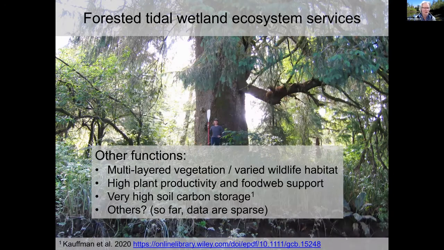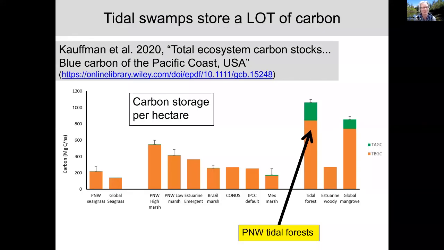You lose carbon storage too, and I actually want to show some pictures from that recent study that Boone Kaufman and our team have published. So this graph shows carbon storage per hectare in soil, that's orange, and then in above ground plant material, that's green, for a range of different habitat types. You probably can't read all these titles, but these are different types of wetlands across the world. And on the right, you can see Pacific Northwest tidal forests. That's this tall bar here.